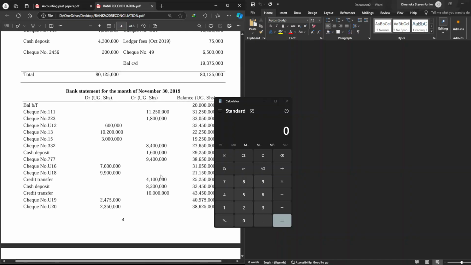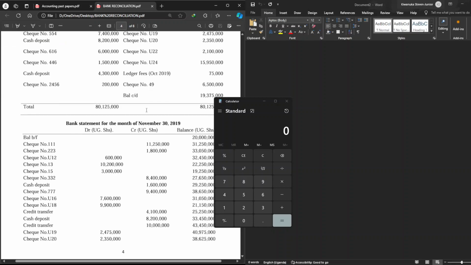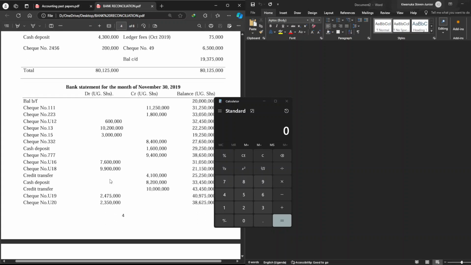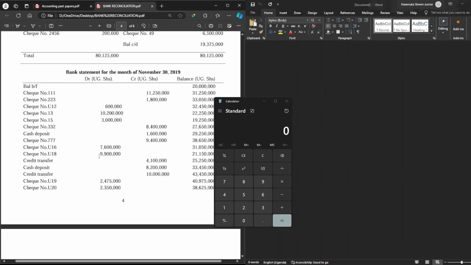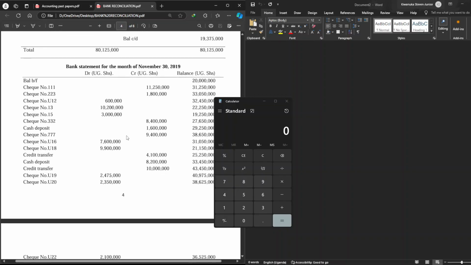What should we know? They have told us all the mistakes are made in this cash book, not in the bank statement. What does that mean? The bank statement is like our marking guide, like our ruler of measurement. So what does that mean? We come here and we start comparing.